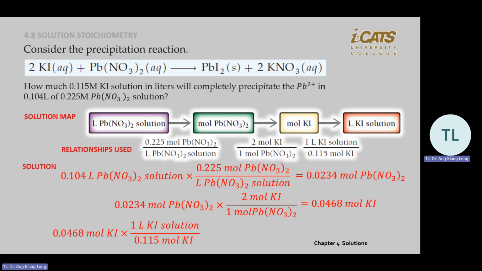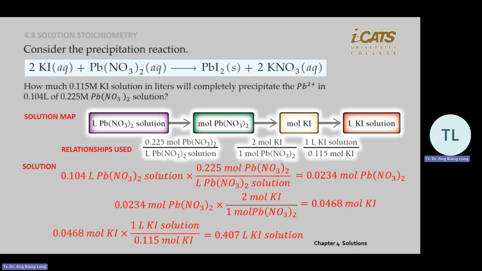Then once you get the mole, the question asks you how much, means volume already. If how much, convert mole into volume because capital M is mole per liter. Convert the mole into liter. Just a conversion from the ratio. The final answer is 0.47 liter KI solution.